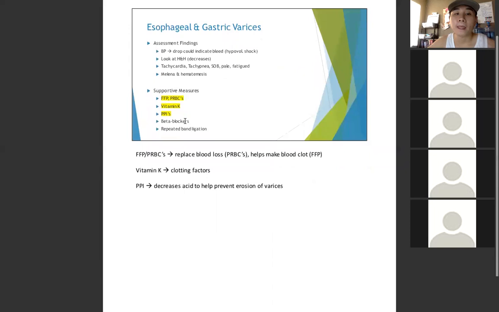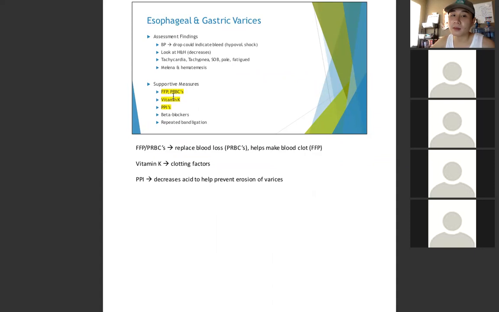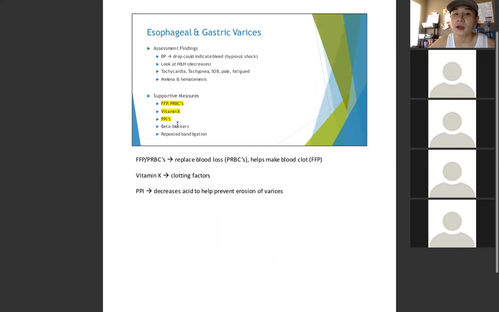Supportive measures, we can give them fresh frozen plasma, packed red blood cells, vitamin K, proton pump inhibitors, beta blocker, repeated band ligation. So these FFP and PRBC will replace blood loss, help make blood clot. Vitamin K provides clotting factors and PPI will decrease the acid, help prevent erosion of the varices. So proton pump inhibitor will help coat and decrease the acid, which will worsen the varices, these collateral veins, these smaller veins in our portal vein.